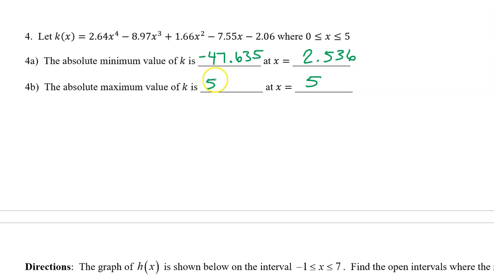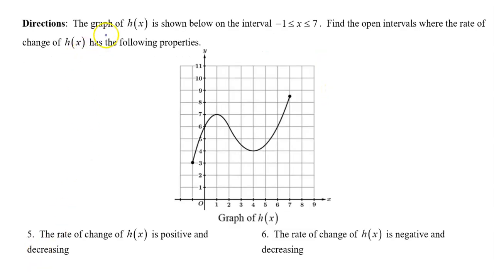Okay, so 530.440. That is the absolute max at x equals 5. New directions. The graph of h of x is shown below on the interval from -1 to 7, closed interval.